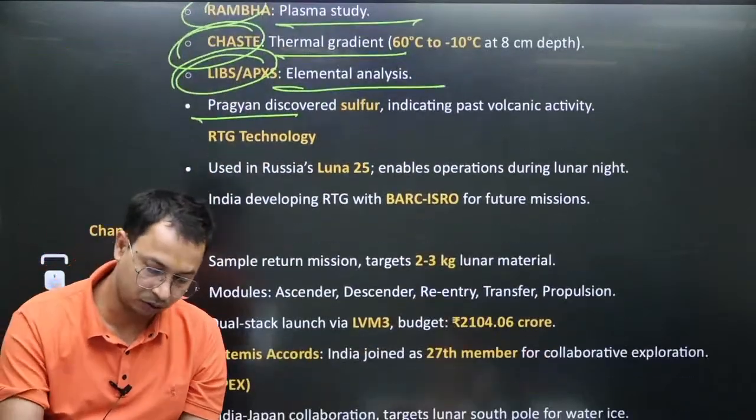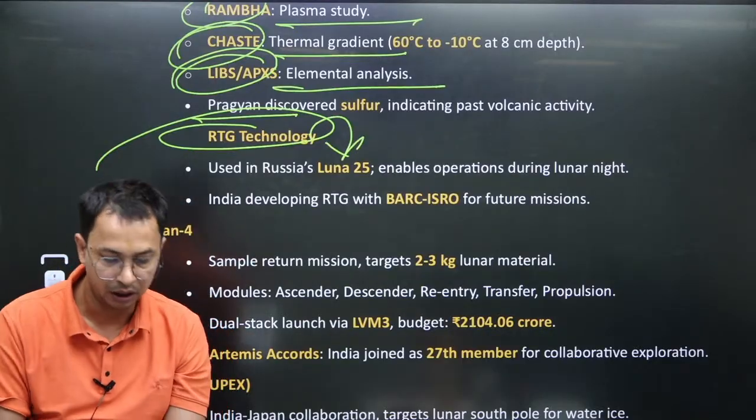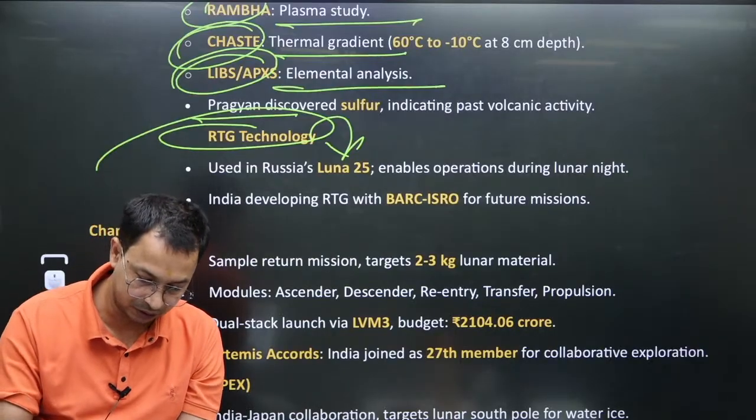Then you need to know about RTG technology, radioisotope thermoelectric generator technology, that was used in Luna 25. Luna 25 was a mission of Russia that was unsuccessful.